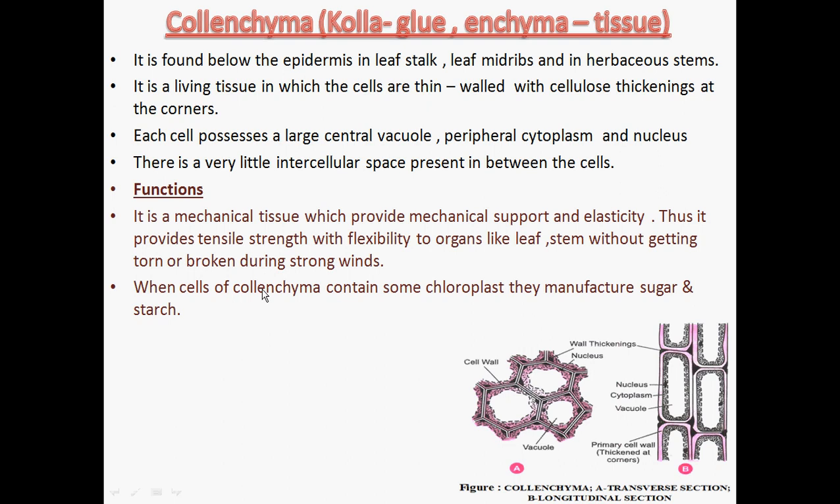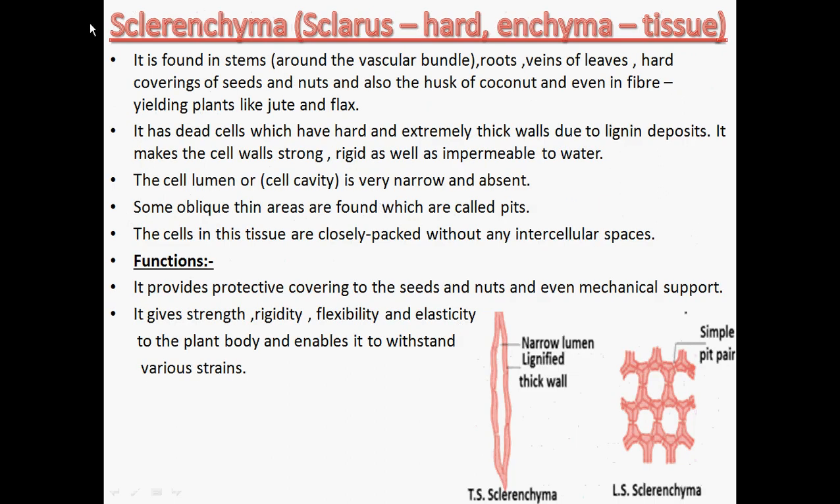And even when cells of collenchyma contain some chloroplasts, they manufacture sugar and starch and help in the storage of the sugar and starch in their body. Now finally, we are going to study the sclerenchyma tissue. In sclerenchyma tissue, scleros means hard and chyma means tissue.